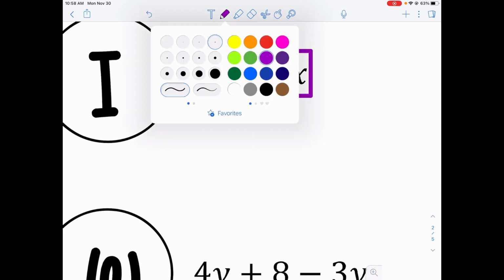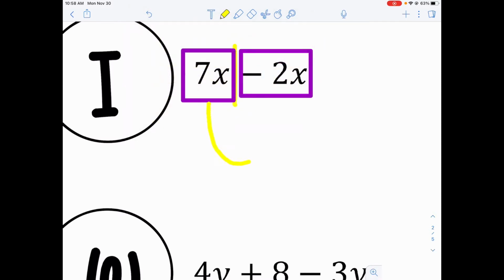Now I'm going to link my like terms. So 7x and a negative 2x were like terms, so I'm going to link them. And now we add them. We always, always, always add like terms when we are combining them. So to add like terms, you add the numbers and then you keep the variable. So 7 plus a negative 2 is 5. So I'm going to write 5. And then it's x, so I keep the same variable. So 7x plus a negative 2x is a positive 5x. And if you struggle with adding integers, you can use the calculator.